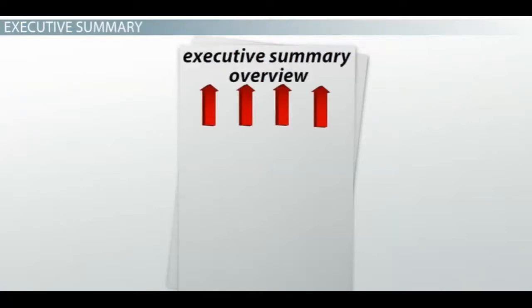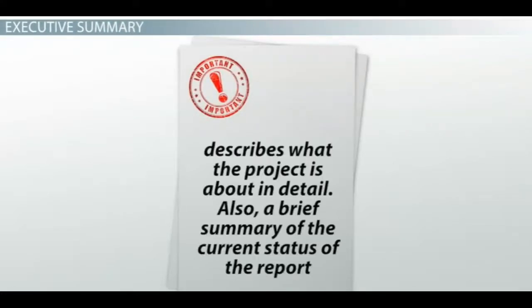These identifiers are to be located at the top of the overview and the executive summary portion to give an overall snapshot of the project. Most importantly, the executive summary describes what the project is about in detail. Also, a brief summary of the current status of the report should be included at this stage as well.